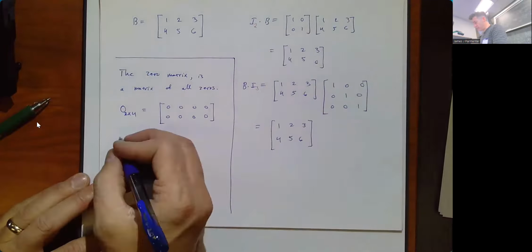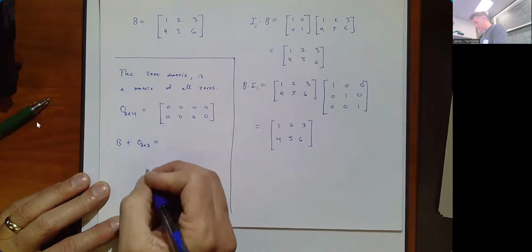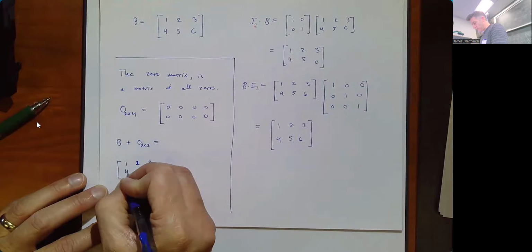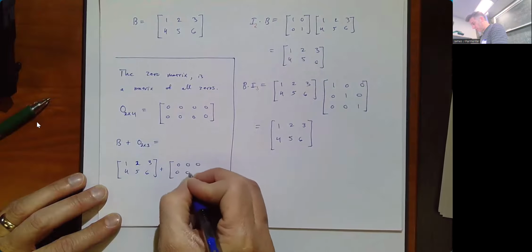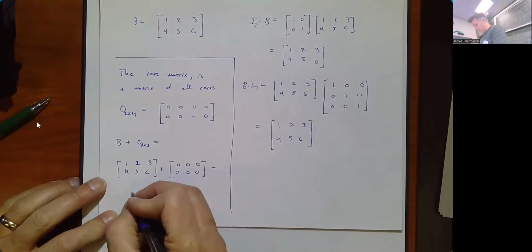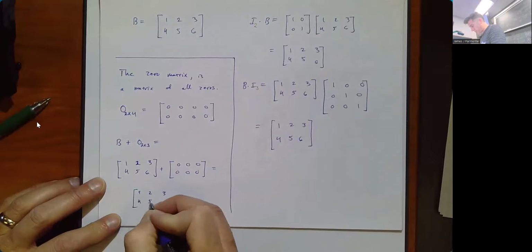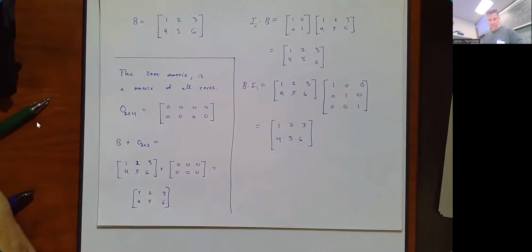If I take my matrix B there, plus the 0 matrix, that's a 2 by 3 matrix, I'm going to get 1, 2, 3, 4, 5, 6, plus 0, 0, 0, 0, 0, 0. Not exciting at all. It's just what we started with. 1 plus 0, 2 plus 0, 3 plus 0, 4 plus 0, 5 plus 0, 6 plus 0. So yeah, but worth mentioning because it does come up sometimes.